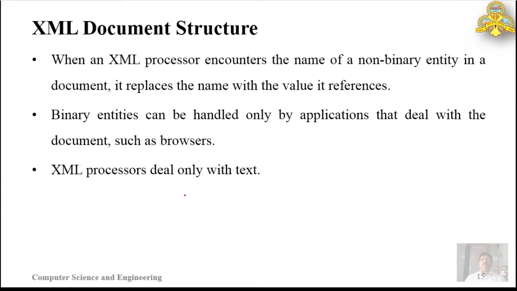Whenever the XML processor encounters the name of a non-binary entity in a document, it replaces the name with the value it references. That means we cannot insert an image directly into the XML file, so we provide a reference, which gives the information about the binary entity. Whenever binary entities are encountered by XML, they are handed to the corresponding application to deal with. For example, if it is an image, displaying it is handed over to the browser, because browsers are able to display images in their window. The most important point: XML parsers or XML processors deal only with text.